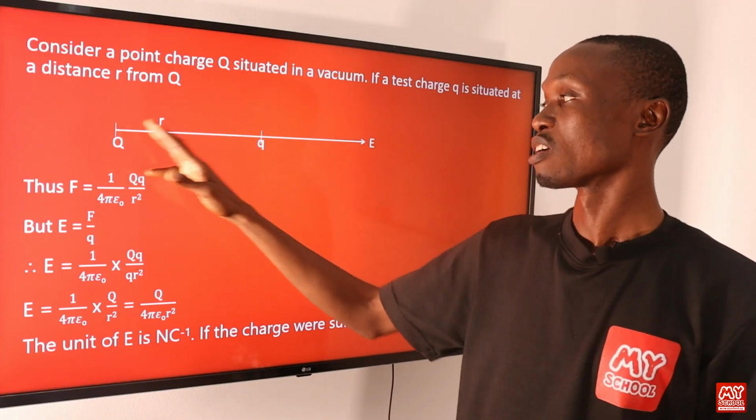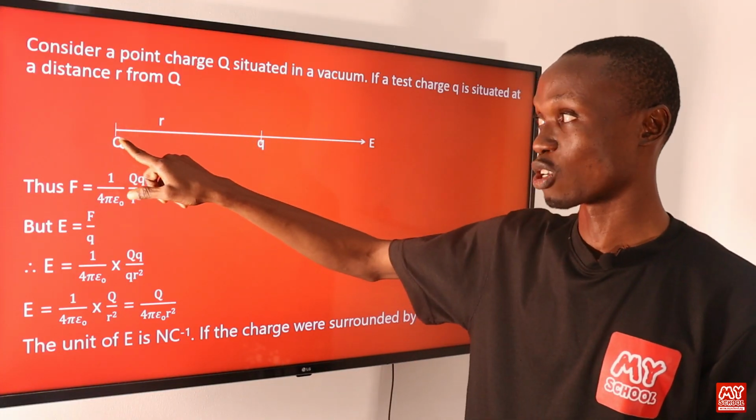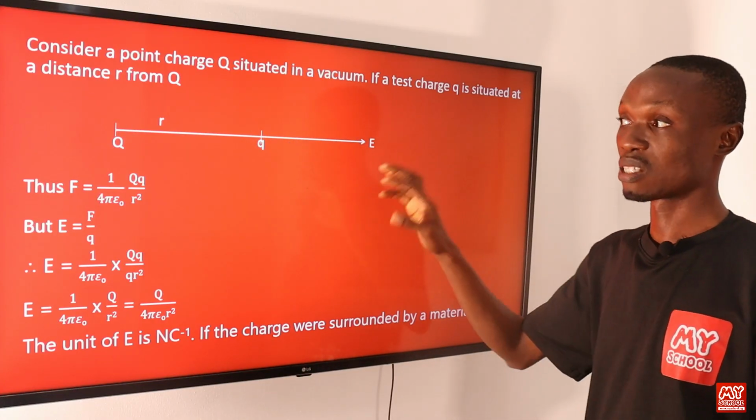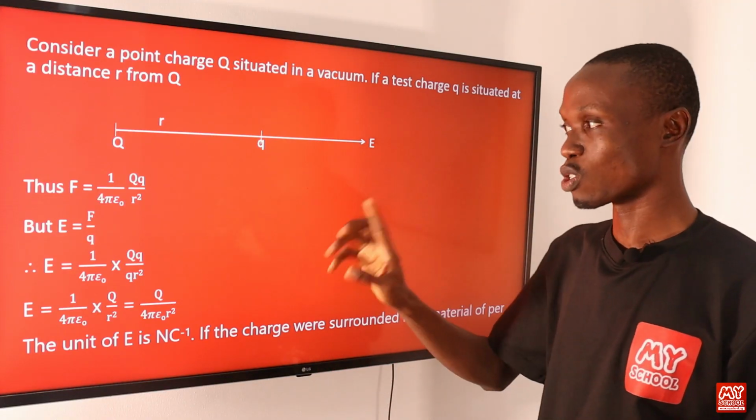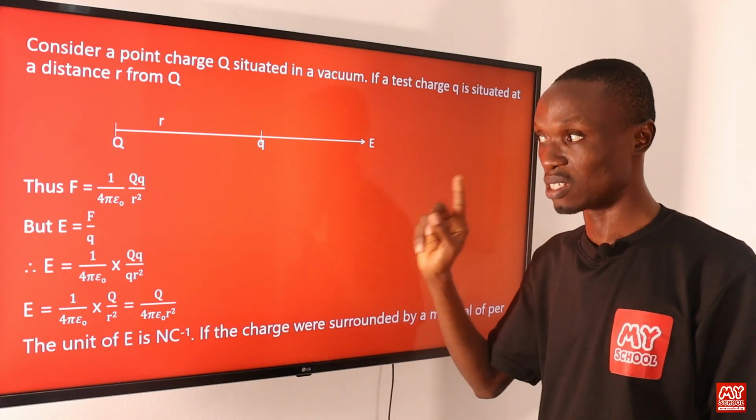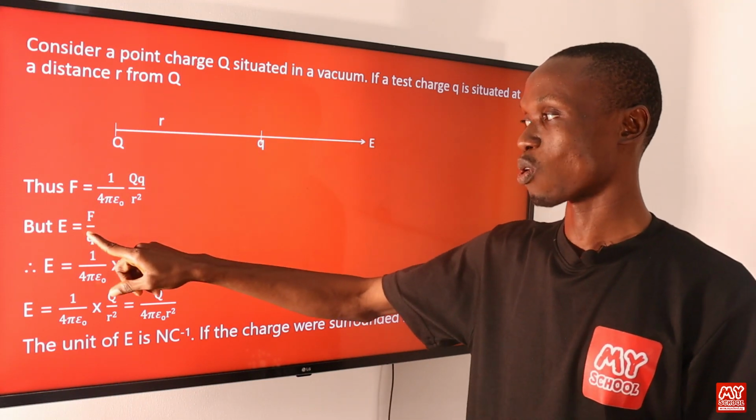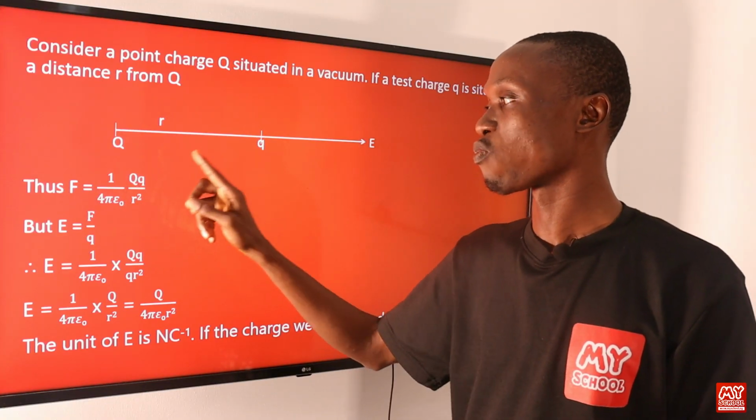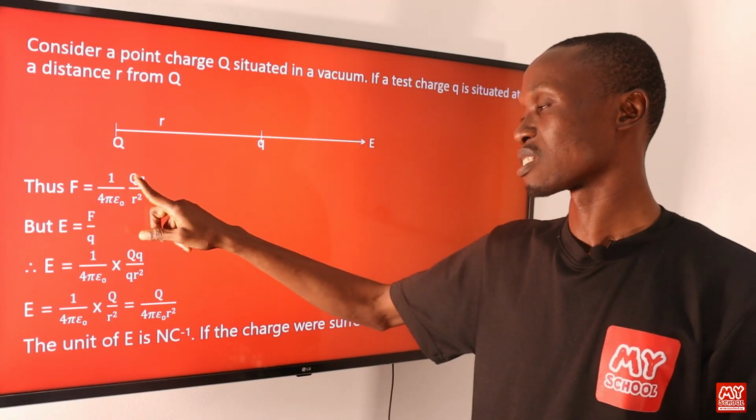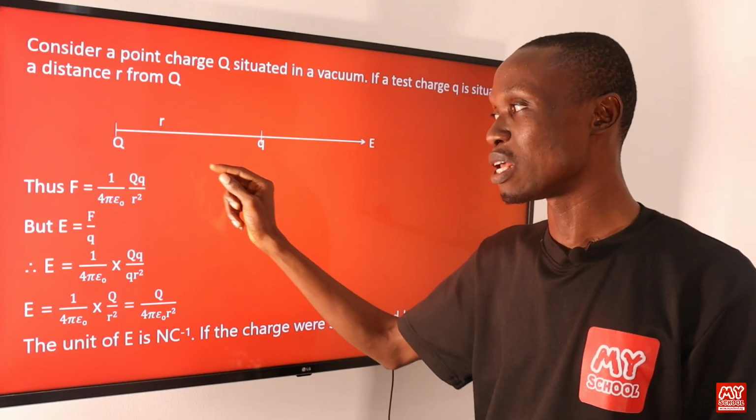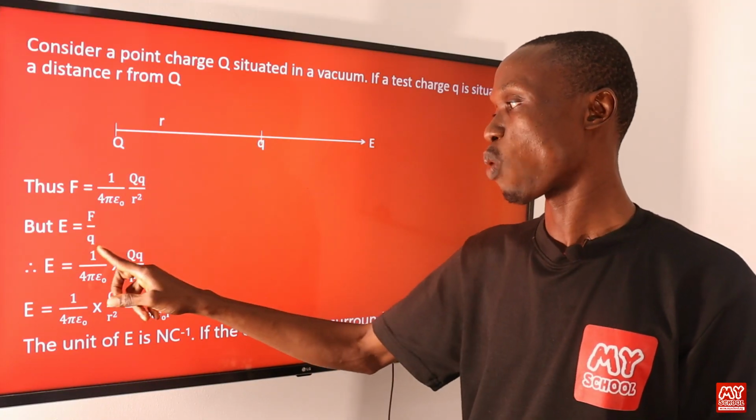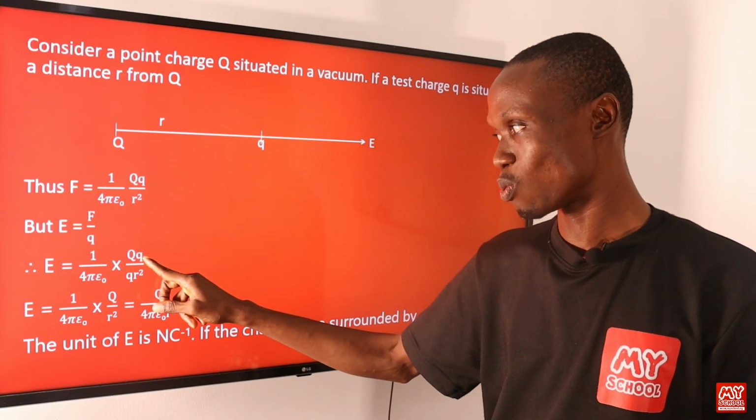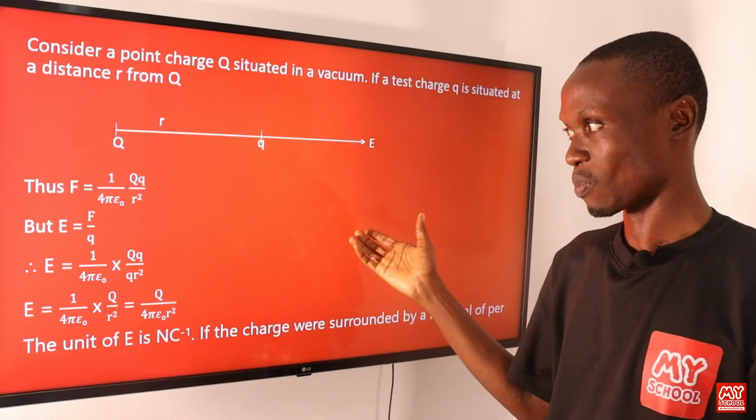So we are just talking about the force of attraction between the capital letter Q and the small letter q. Of course, the force here is that of electric attraction. But remember that E, which is electric field intensity, is equal to F all over q. If we substitute 1 over 4 pi epsilon naught, capital Q, small q, all over r squared in place of F, we'll have 1 over 4 pi epsilon naught times capital Q, small q, then q r squared.